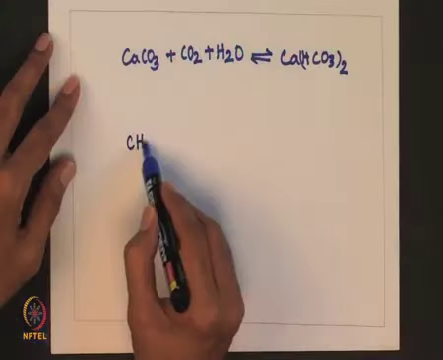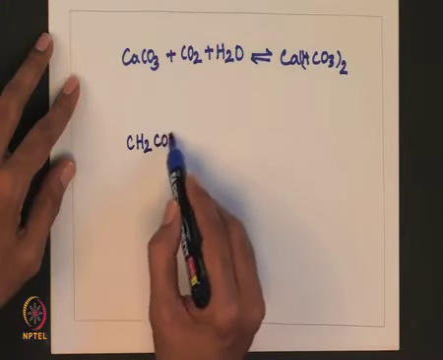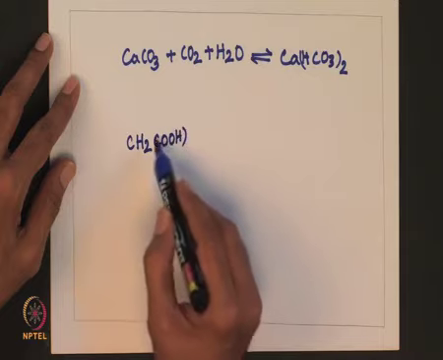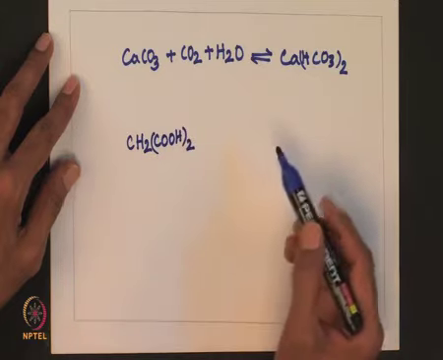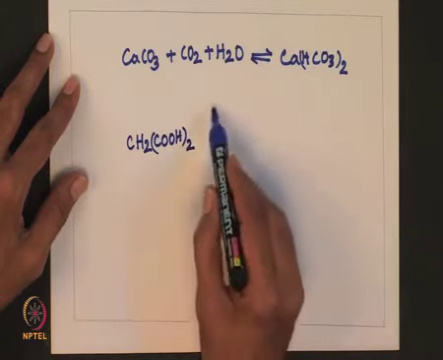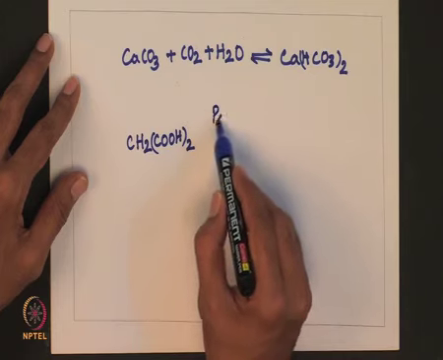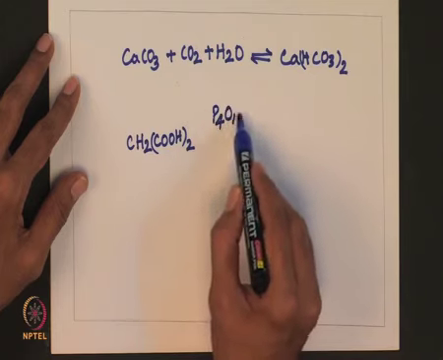Then carbon suboxide I was mentioning can be prepared starting from malonic acid. This is malonic acid having 2 carboxylic groups, using a dehydrating agent such as P4O10.